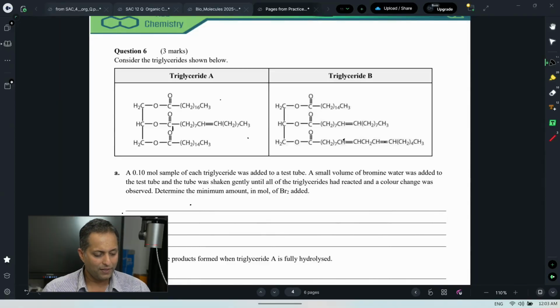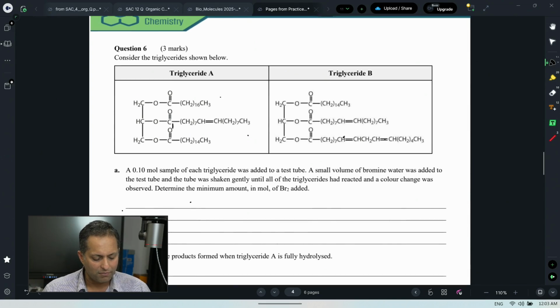What is this question about? It's 3 marks, not too many marks here, but you've been given two triglycerides, A and B. What is a triglyceride? Do you remember what a triglyceride is?